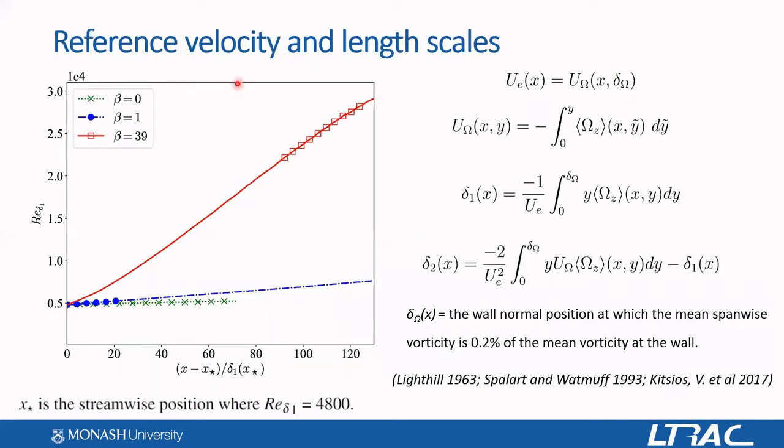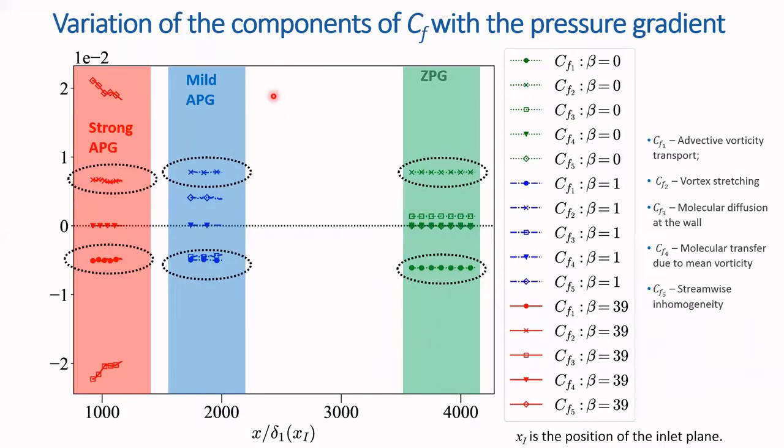And the reference velocity and length scales are based on the vorticity formulation introduced in Lighthill, and delta omega is the boundary layer thickness. So this plot shows the 5 components of the skin friction coefficient within the domain of interest for all the 3 pressure gradient cases.